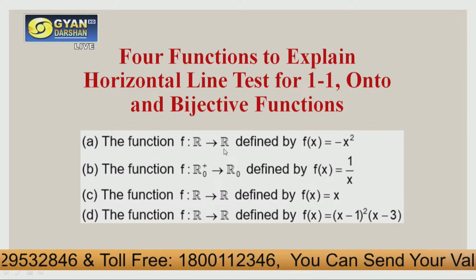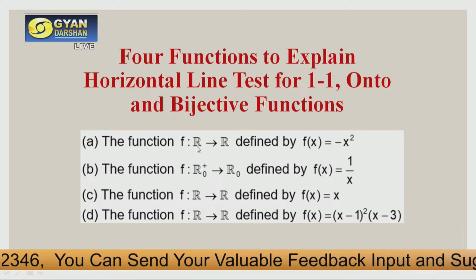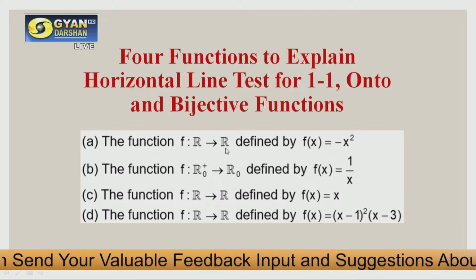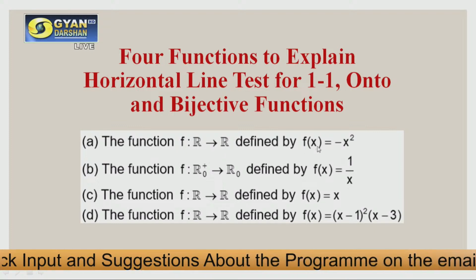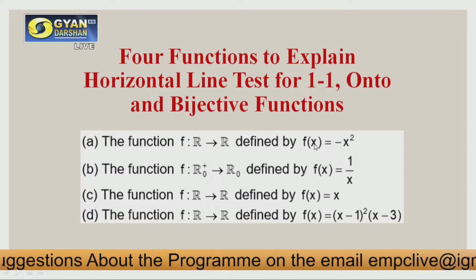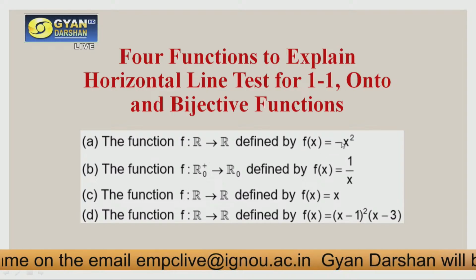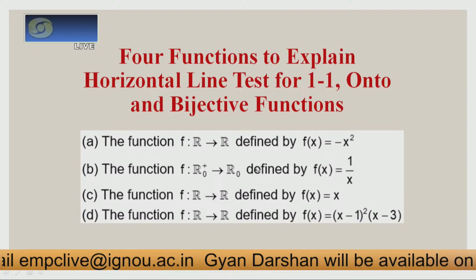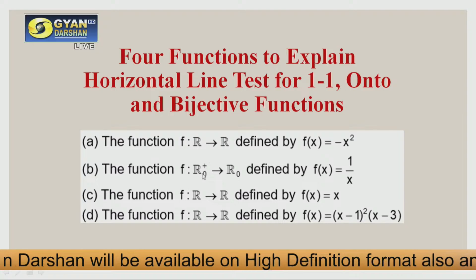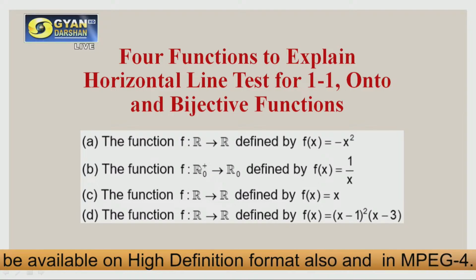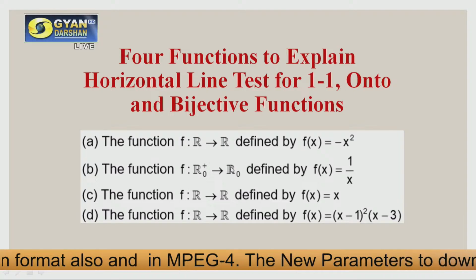In the first example, this R means the set of real numbers. So these inputs are coming from the set of real numbers, and the outputs are also from the set of real numbers. And this function is defined by f of x is equal to minus x square. It means whatever input you have, first square that number and then put a negative sign. So this is the first function. For the second function, this R positive means the set of positive real numbers. Here we will include only positive real numbers. R not means all the real numbers other than 0.